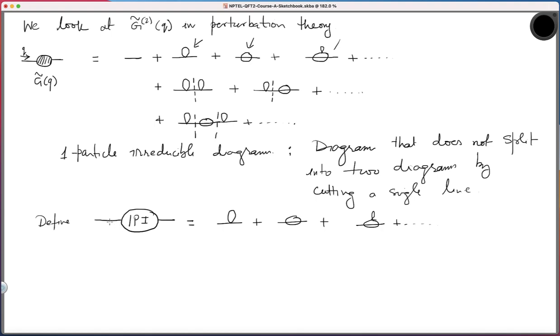Okay, and but remember, when I am drawing one PI, okay, these lines, this one and this one, there is no propagator factor for this. So when you draw this one, you don't write a propagator for this and a propagator for that. You just write what you get from this loop. Similarly here, you do not write anything for these two ends, but only what you get from these two loops, okay, and so forth. So these two lines, you never include in one PI. Okay, so that's the definition.